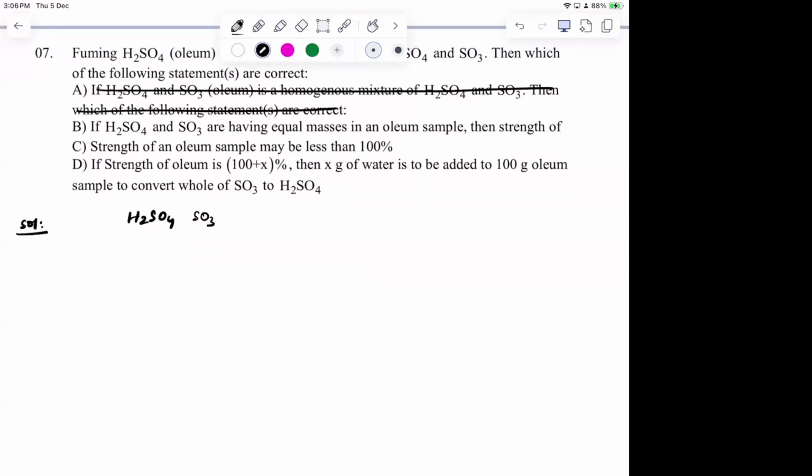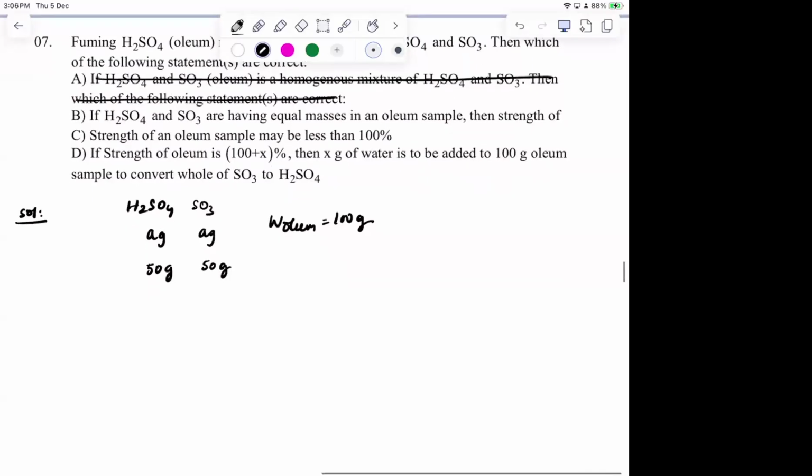See, if this is A and A grams here, the weight of oleum has to be 100 grams. Then only we can define the strength for that. So this has to be 50 grams, this has to be 50 grams. Clear? So strength of oleum will always be expressed as 100 and above. So the percentage amount of water that needs to be added is what we need to check, right? How much is the weight of H2O that needs to be added?